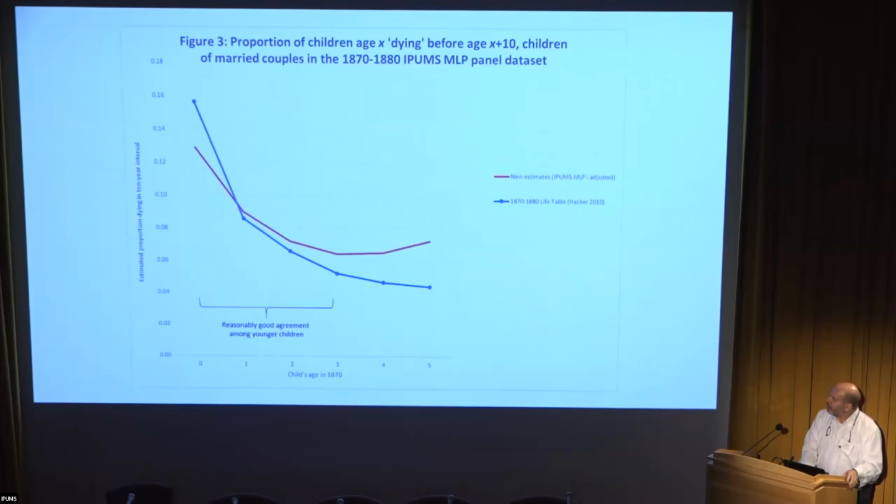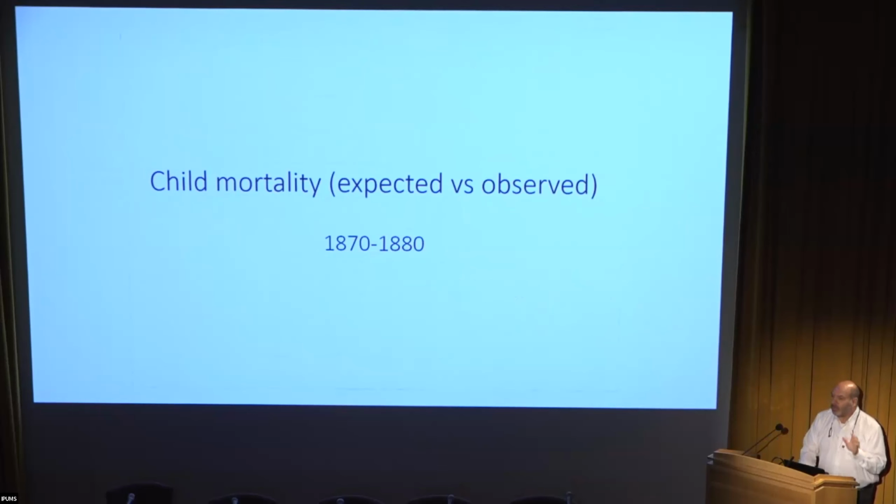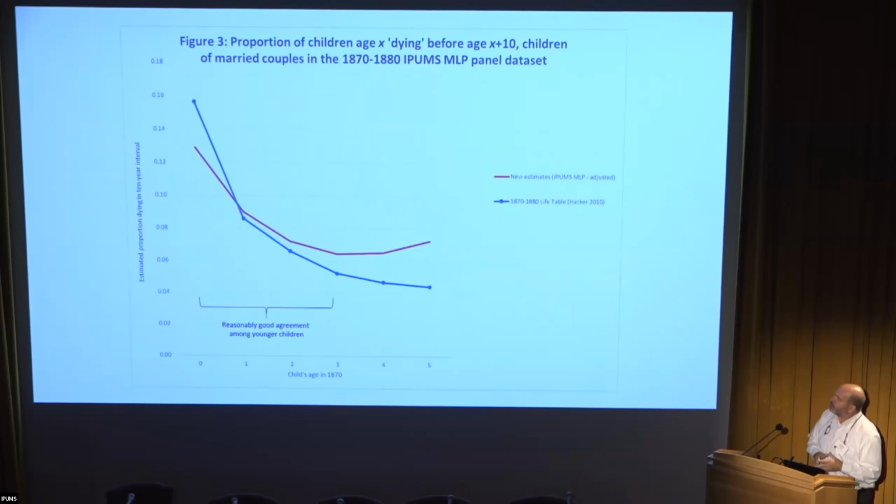All right. What do we get? We get pretty reasonable results. Very reasonable results. This is 1870 to 1880. Our results are in red here. We do not have good national data, so I'm comparing it to a standard life table I published, and it's kind of hinky as well here. So you don't take that as a gold standard, but we're getting really reasonable agreement.